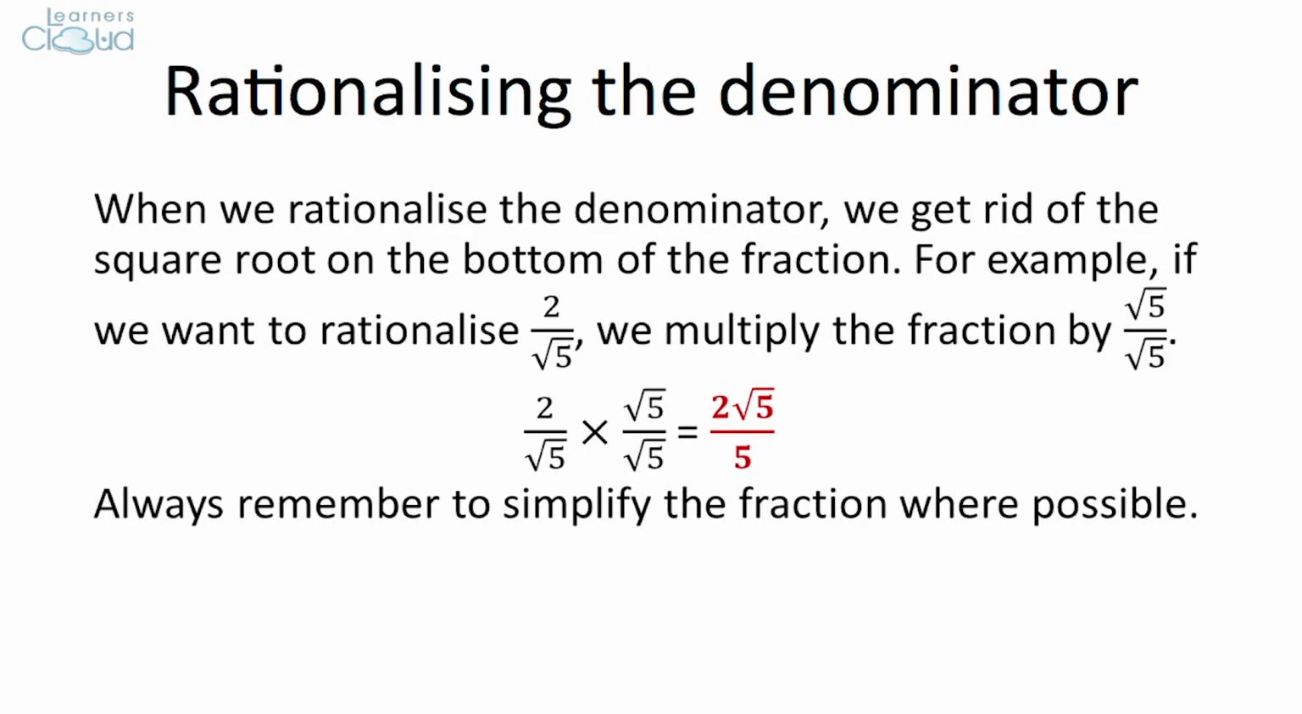So for example, if we want to rationalise 2 over √5, we multiply the fraction by √5 over √5. That's because this is essentially multiplying the fraction by 1, so we're not changing the size. If we multiply 2 over √5 by √5 over √5, you can see that we then lose the square root sign on our denominator, as √5 times √5 gives us an answer of 5. Our numerator, 2 lots of √5, becomes 2√5, as you can see there. Now it's always important, once you've multiplied, to simplify your fraction where possible.